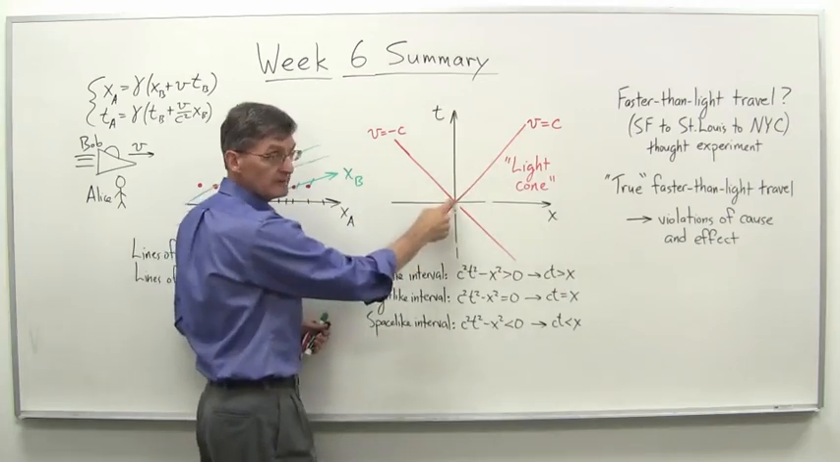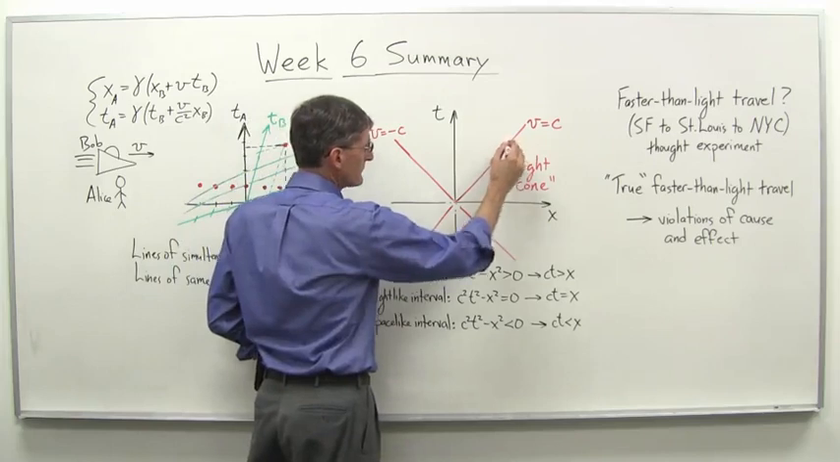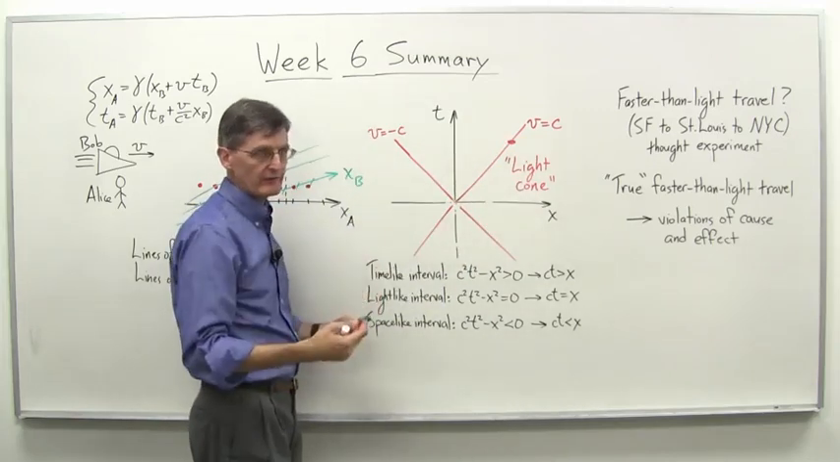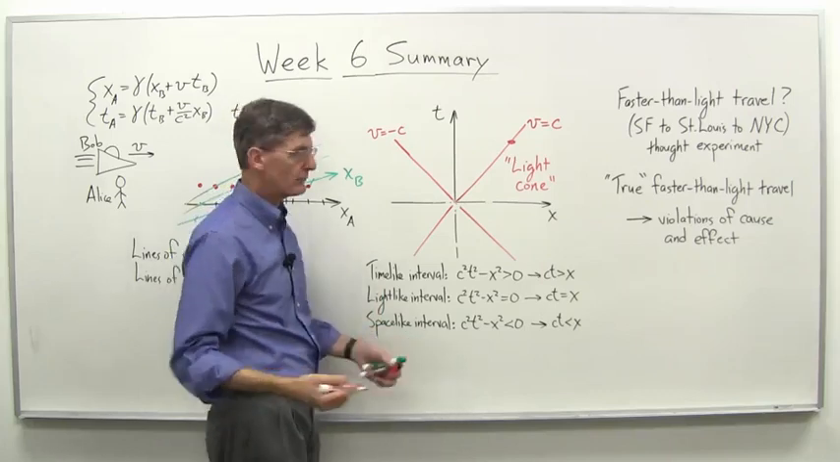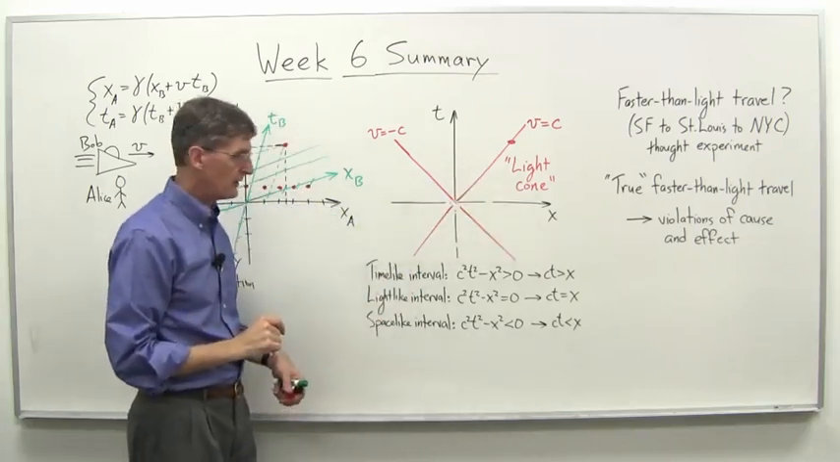So if I'm here and there's a point out here, then I have a light-like interval between me. And if I can go at the speed of light, I can't go, but if I could shoot a laser beam, the laser beam could get there in time to get to that space-time point.